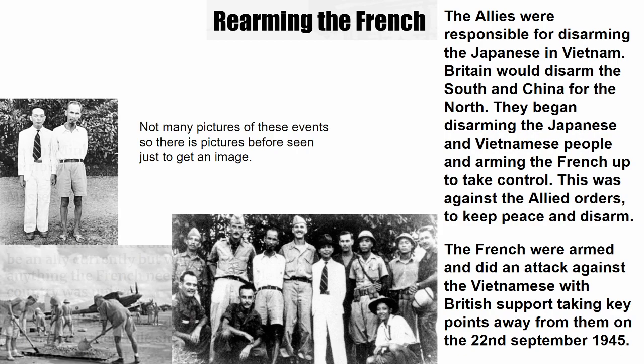So Britain was in charge of de-arming South Vietnam. China was in charge of de-arming northern Vietnam, and so they began disarming the Japanese. And the arms weren't going to the Vietnamese people, they were heading to the French. So this actually, in a way, was going against the Allied orders to keep peace and disarm, because they were actually making unrest. So the French were being rearmed.